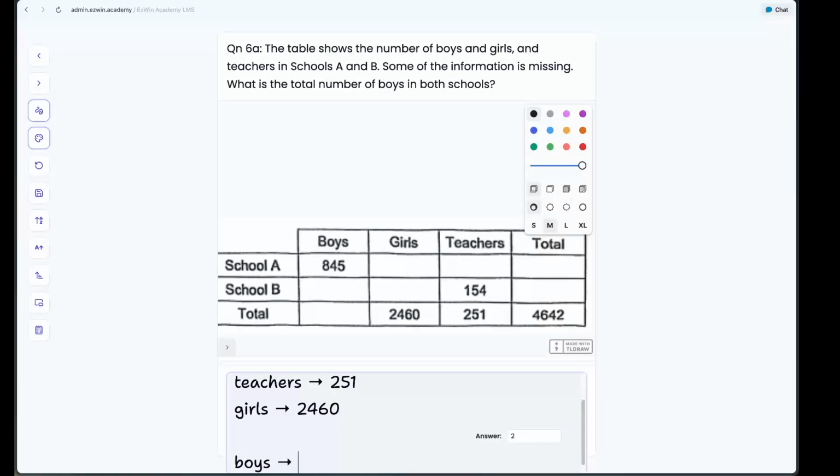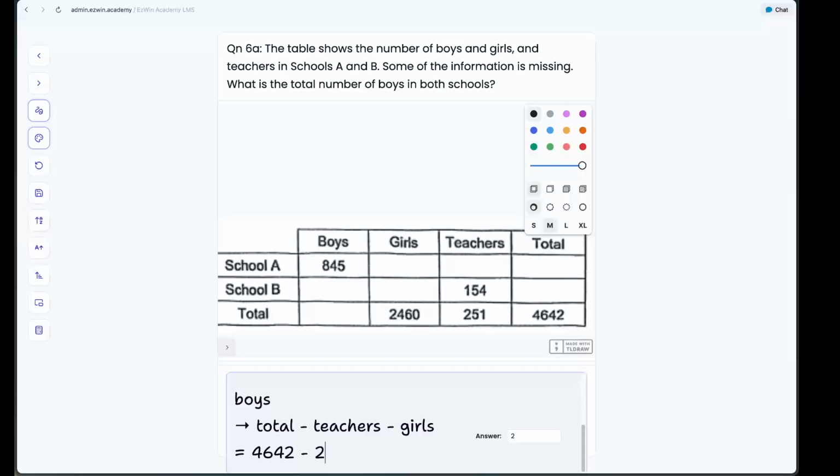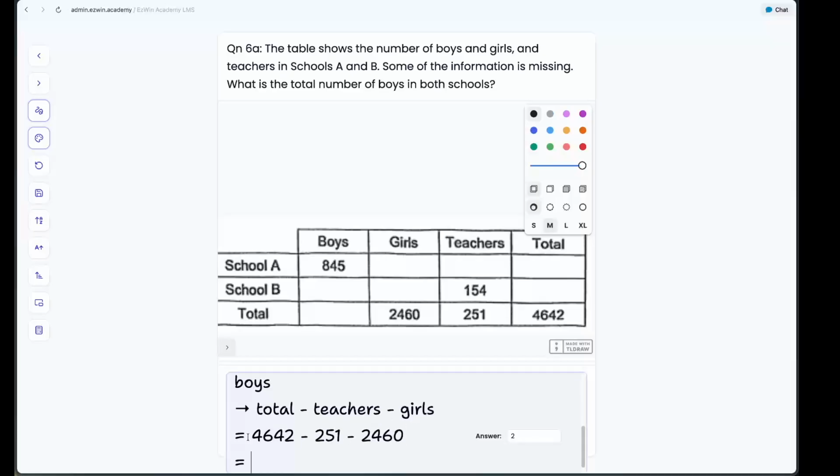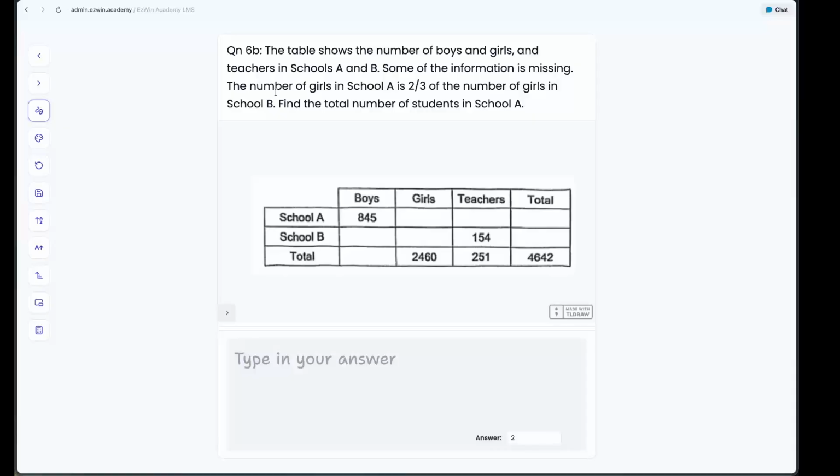So boys would then be equal to total minus teachers minus girls, in essence 4642 minus 251 minus 2460. Okay, and this will be equal to 1931. There you go. So that's the answer. So part B, the number of girls in school A is 2/3 of the number of girls in school B. Find the total number of students in school A.